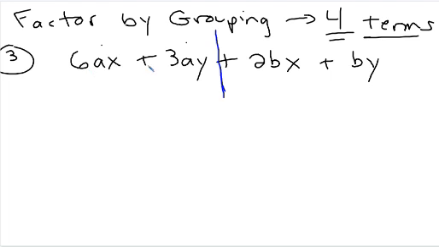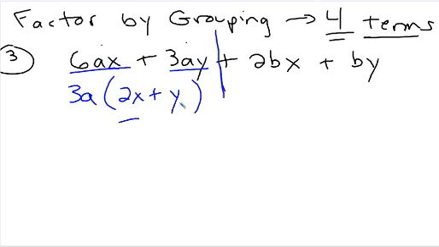So let's look at 6ax plus 3ay. I'm going to do backwards distributive property. It looks to me like there is a 3a in both of these. Yes. So then 3a times what makes 6ax? That's 2x. Plus 3a times what makes 3ay? That's a y.